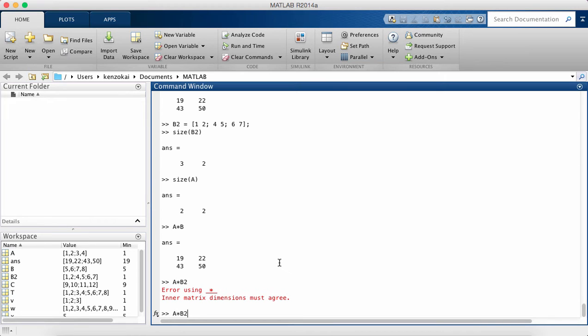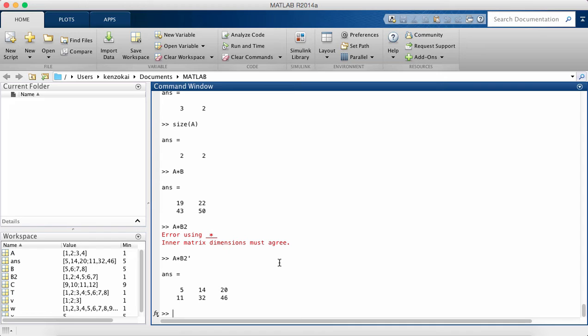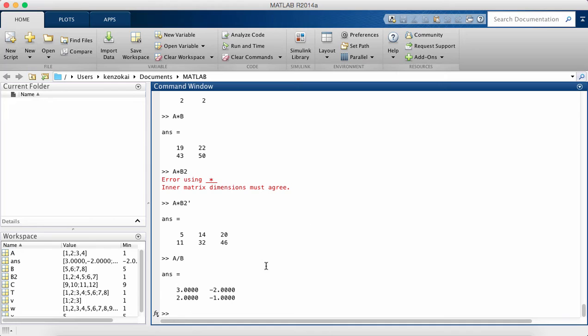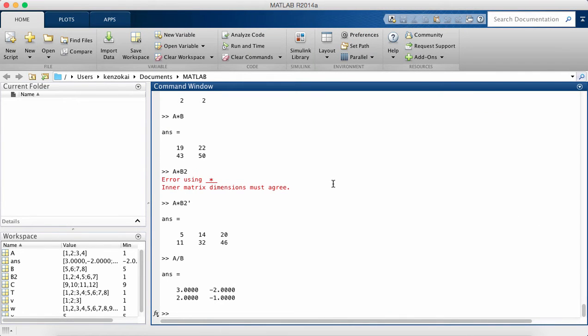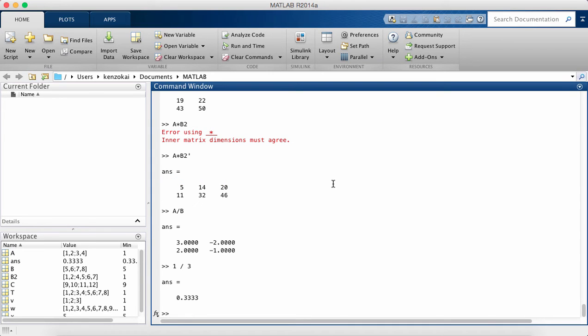So this does mean though I can do this, right? If I transpose B2, it's 2 by 3, and so a 2 by 2 matrix times a 2 by 3 matrix will give me a 2 by 3 matrix. So you can also divide matrices with a forward slash. But if you remember from linear algebra, there isn't really a matrix division like that. So if you want to know what it means, you can look it up on the internet. There's a forward slash division for matrices, and there is also a backslash division, which we are going to cover in a later tutorial. By the way, if you want to divide two numbers, that's very simple. We use the right slash for that.